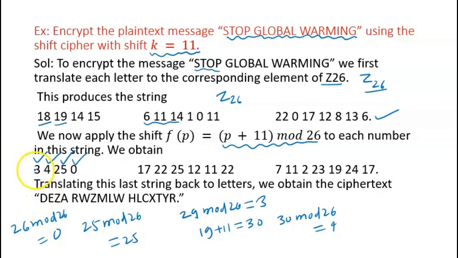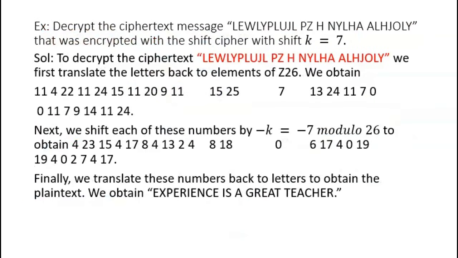As you have seen in the list, D comes at the 4th place, so it will be assigned the value 3, because we start the count from 0. Similarly, 4 is replaced by E, 25 is replaced by Z, 0 is replaced by A, and all these numbers are replaced by the corresponding alphabets of the English language, and what we get is this message. So "stop global warming" is changed to this string when we are using the shift cipher with k equal to 11. I hope you got this.